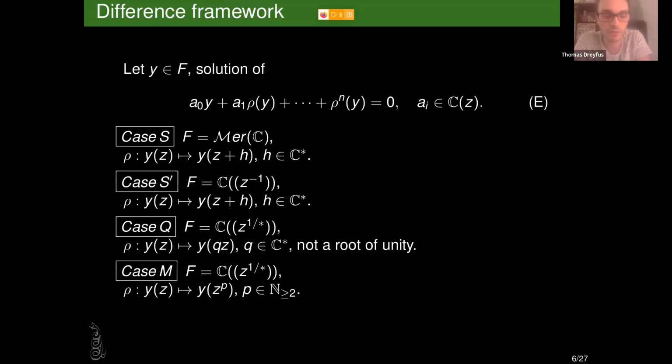The second one, which I will call case S prime, is when you take formal series at infinity, with still the same rho. The third case is when you consider formal Puiseux series, and then the map that sends y of z to y of qz. Here you need that q is not a root of unity, because I want to avoid the situation where rho is cyclic. And the last case, which is called the Mahlerian case, is when rho is sort of like a Frobenius automorphism.